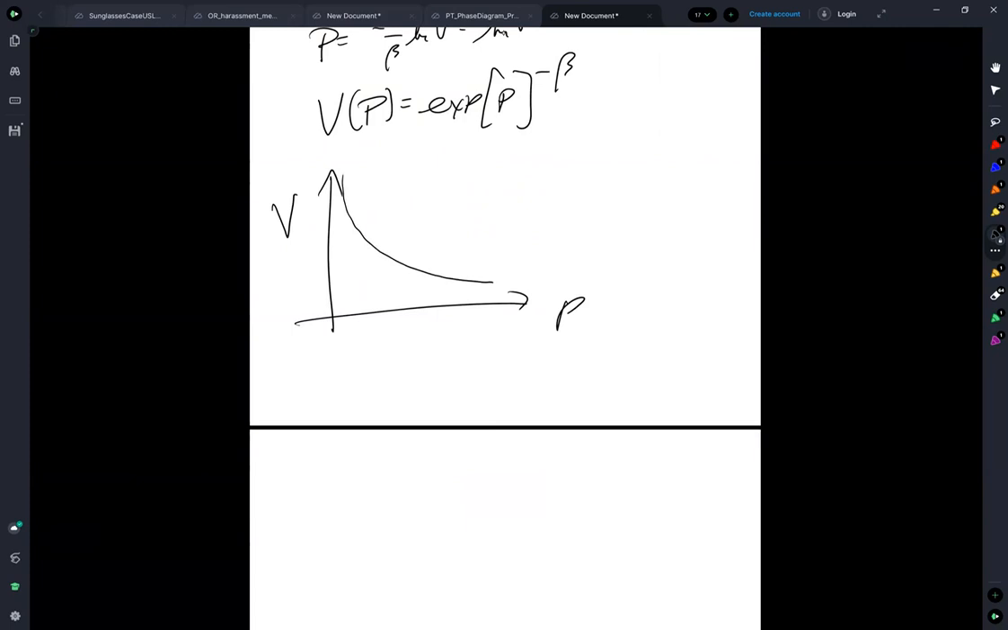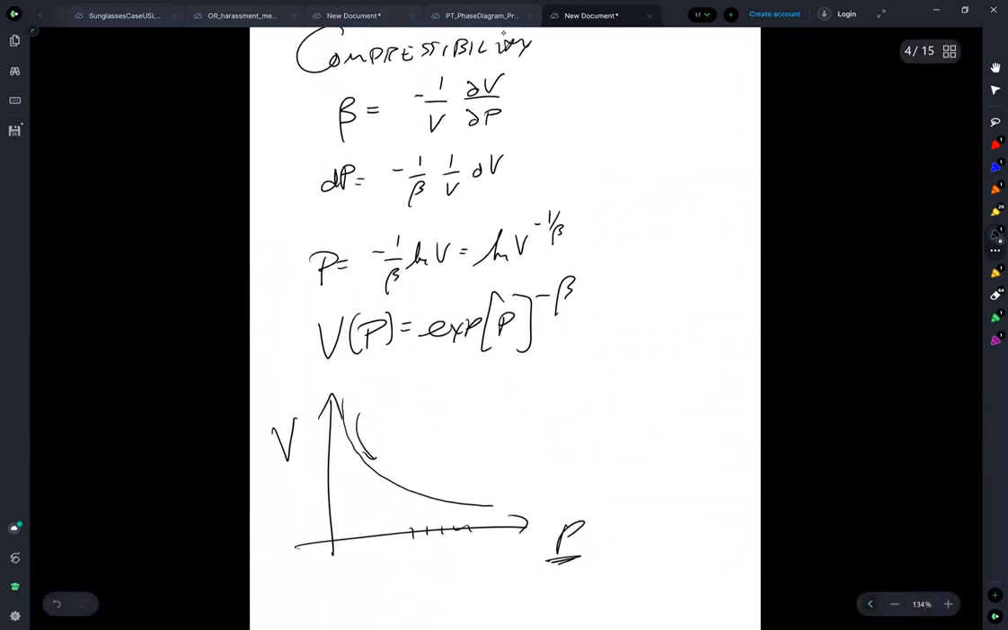And that makes sense, right? Because as you increase the pressure, you're squishing the volume, so we're decreasing. And what it's also telling us is that as we get to higher and higher pressures, the rate at which the volume decreases slows, because matter is getting compressed. So that shape works.